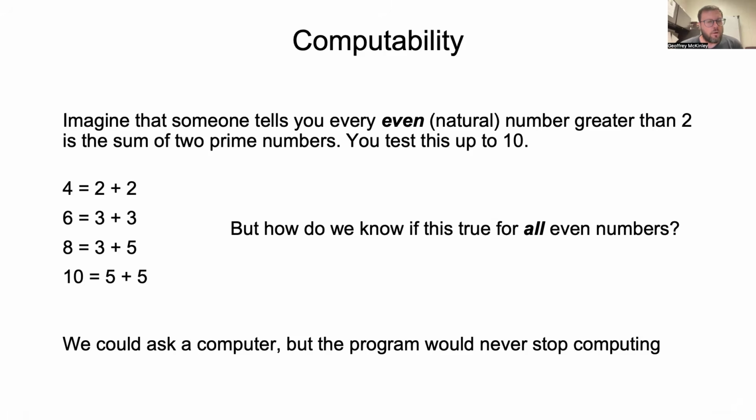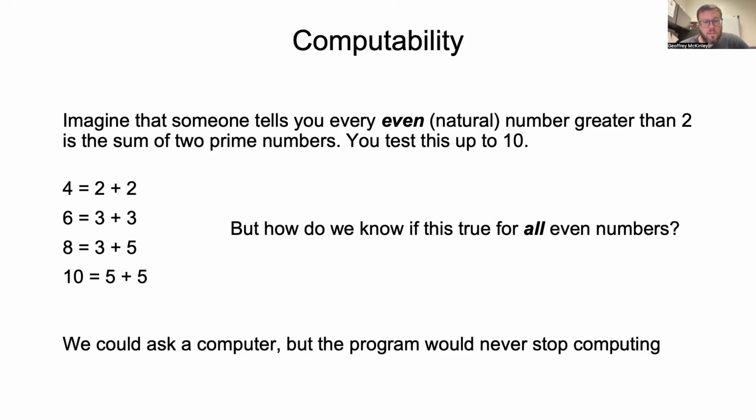But how do you know this is true for all possible even numbers? And we could ask a computer, but the program would never stop computing. And this statement about prime numbers is actually called Goldbach's conjecture, and it's never been formally proven to be true or false. And there are many problems that we have proofs for that somebody proved to be true or false. But some of these problems we didn't have proofs for at one time, but do now. And even today, there are problems that we still don't have proofs for. This is one of them.